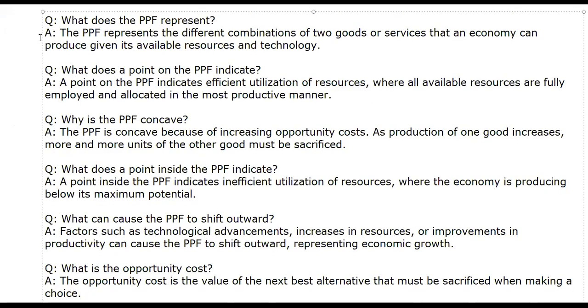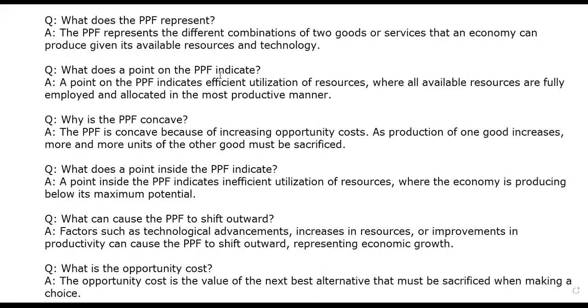All right. So let's do a quick recap: can you remember so far this topic that we have just highlighted? What possible theoretical questions can we expect? Right. So number one, we can be asked, what does a PPF represent? It represents different combinations of two goods that an economy can produce given its available resources and technology. Number two, what does a point on the PPF indicate?